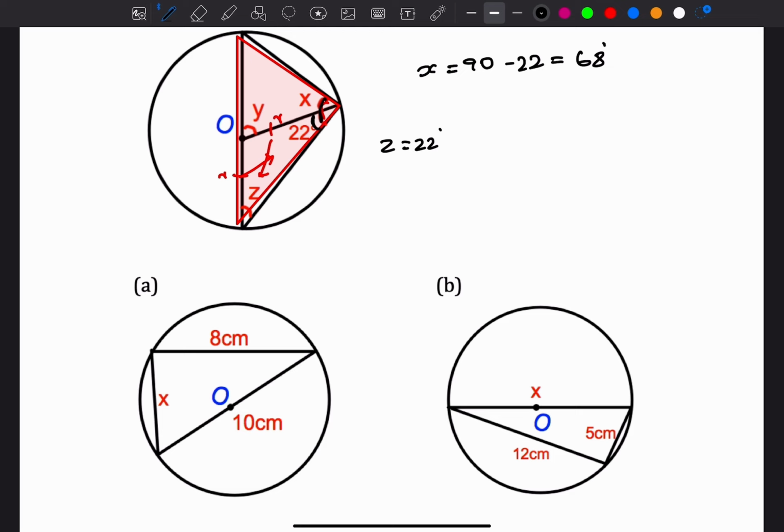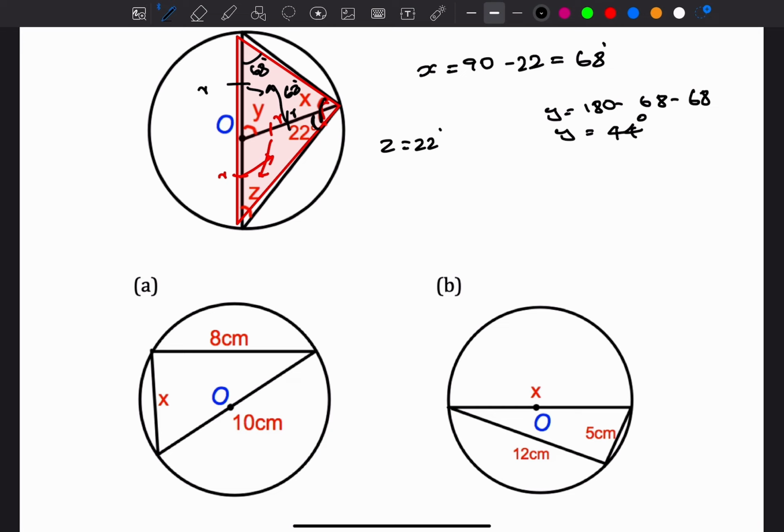Then if you look at it, I know what x is. That is 68. And this is a radius, that's a radius. So these are isosceles, so that's the same thing as that. So that's 68, that is also 68. So then what is y? Y is basically 180 minus 68 minus 68. That will give you 44.